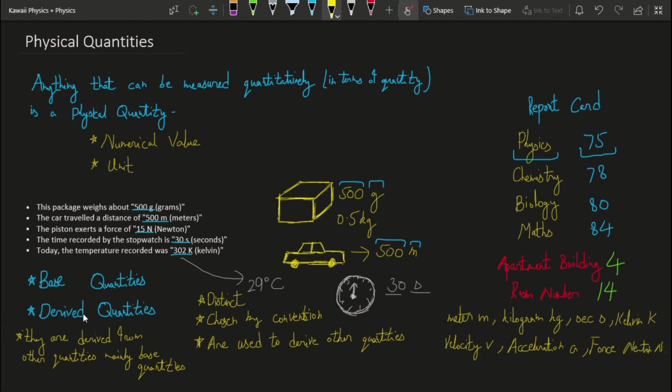Now, how do you make derived quantities? Let's say velocity. Velocity is distance divided by time, d by t. Distance is like length, measured in meters, m. Time, from the base quantities, is measured in seconds. So v is meters per second, m s^-1. The same goes with acceleration, and the same goes with force, newton.